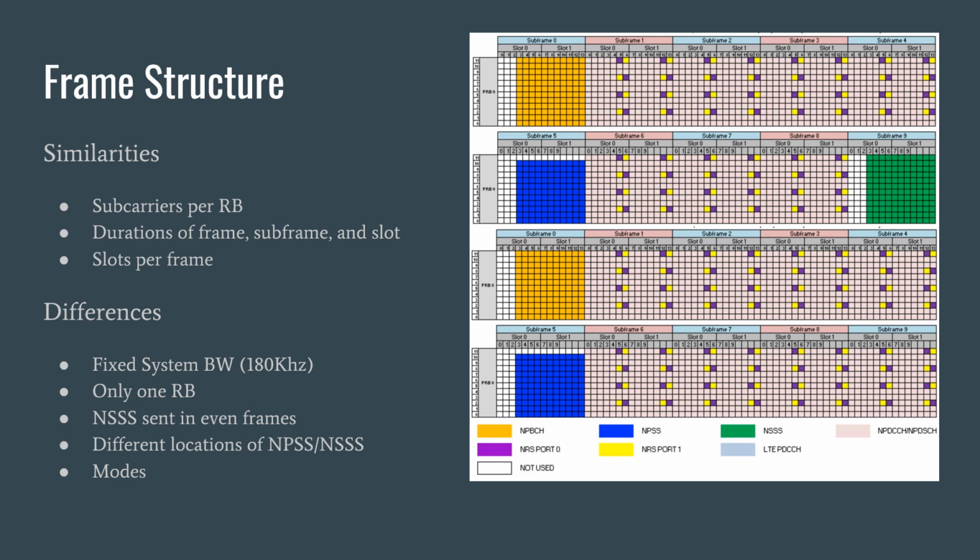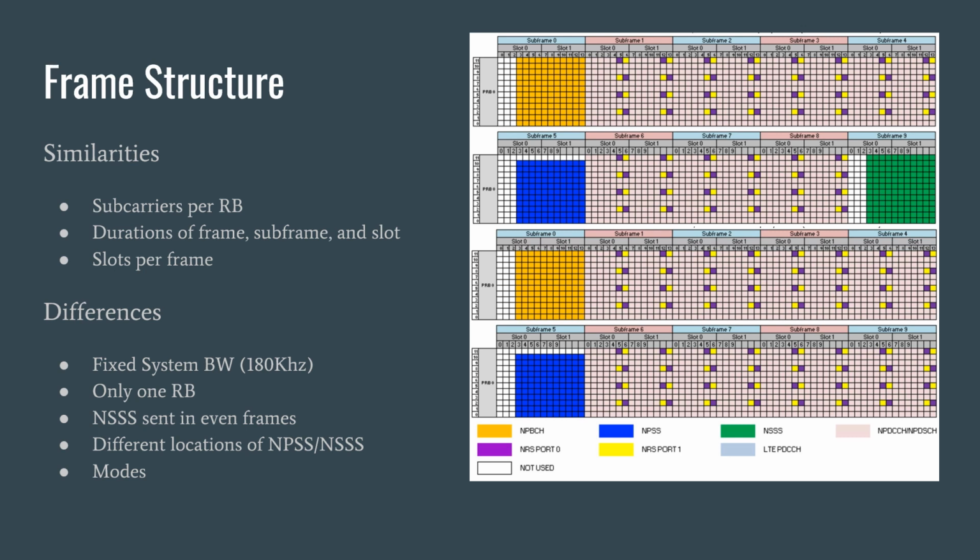The following are differences between NB-IoT LTE and traditional LTE. NB-IoT uses a fixed system bandwidth. The system may only use one resource block that spans over 180 kilohertz. NB-IoT also utilizes its own custom PSS and SSS, called NPSS and NSSS, respectively. NSSS are sent in even frames, while NPSS are sent in both even and odd frames. The structure of these syncs also differ from traditional LTE.